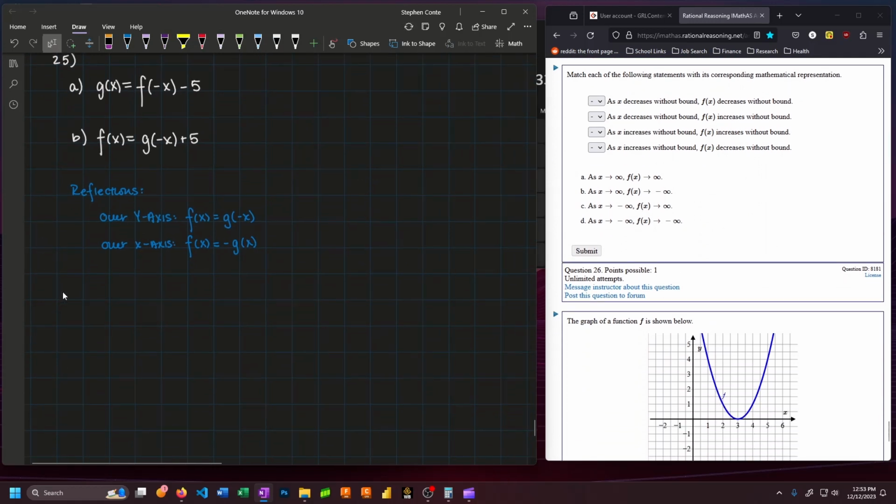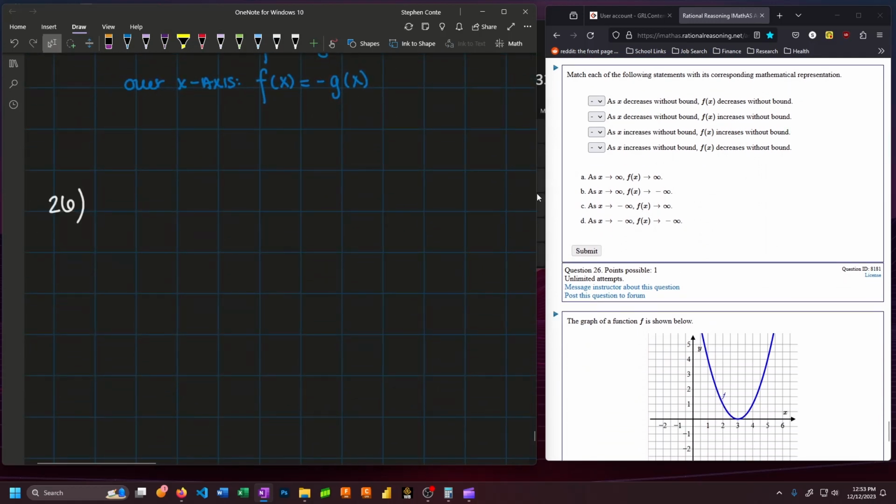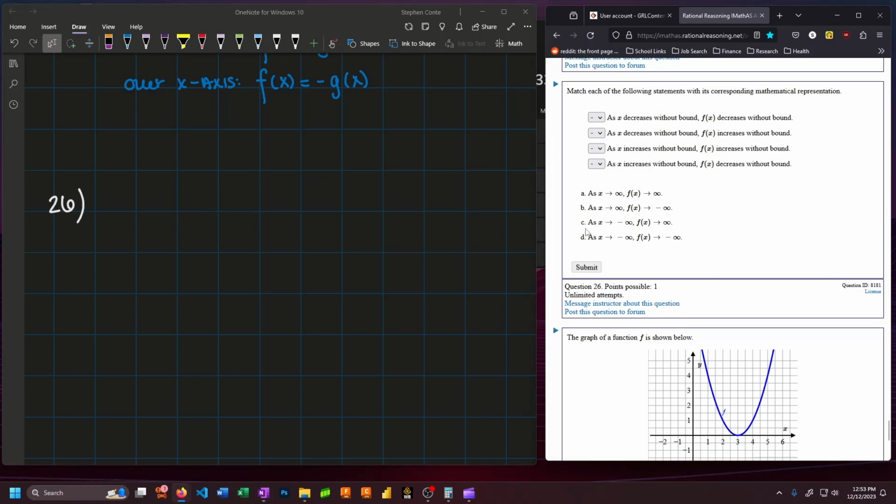Two more questions. Okay, 26. So this is easy. We just want to match these words to these symbols. So as x decreases without bound, f of x decreases without bound. For x to decrease without bound, that means x tending towards negative infinity. The only options we have for those two things are c and d.